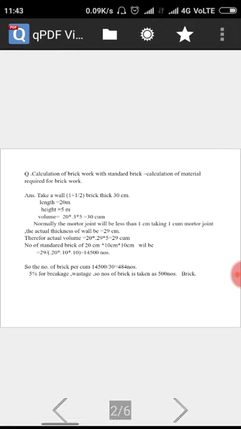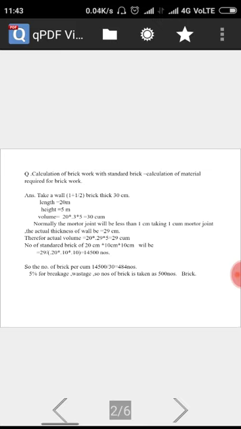Firstly we take a brick wall with dead brick. Dead brick means 30 centimeter thickness: 20 plus 20 divided by 2, that means 20 plus 10, that is 30 centimeter. Length of wall is 20 meter. Height of wall is 5 meter. Total volume becomes 20 into 0.3 into 5, that is 30 cubic. So the total volume of the brickwork is 30 cubic.